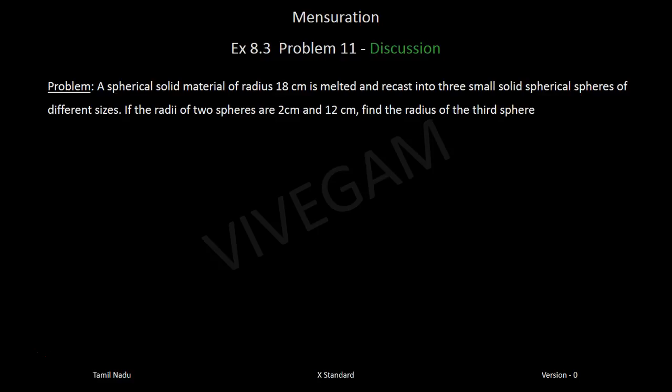Okay, so what's happening here is that you have a big spherical solid material whose radius is 18 cm that is melted and recast into three small spheres of 2 cm, 12 cm, and the third one is not known. That is what we are asked to find. Let's first mark what is given in the problem.